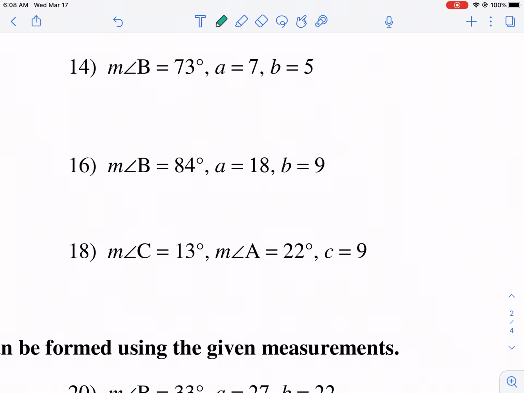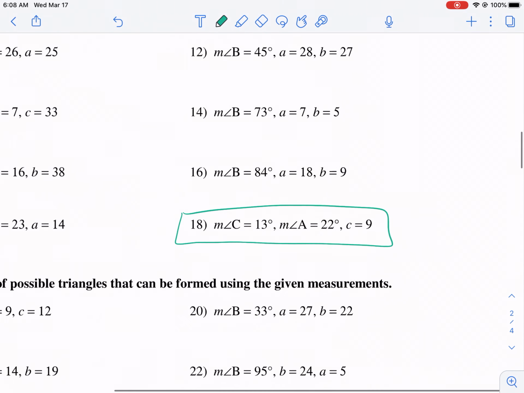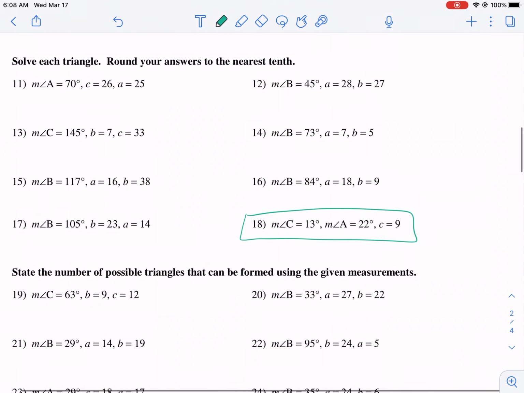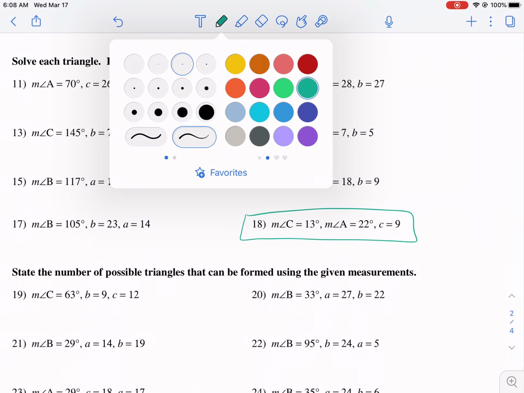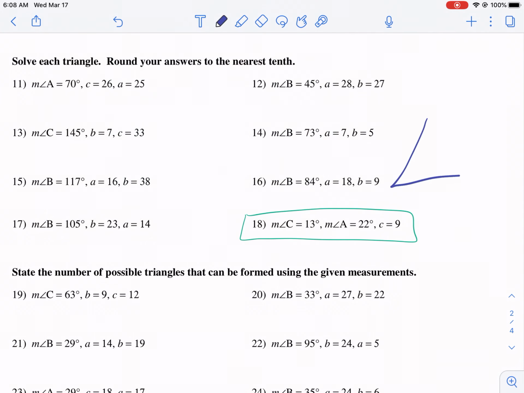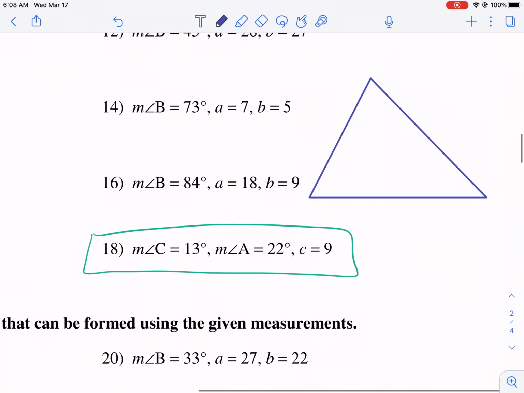C equals, okay, here's a perfect one, number 18. So this is what I want to do. Number 18, first we're going to draw this triangle. I'm a very visual person. I need to see the triangle drawn. Okay, so let me draw this. And I'm going to label it A, B. Oh, I didn't draw this very good. Okay, that's fine. The main thing is that we just have to have the right labels.